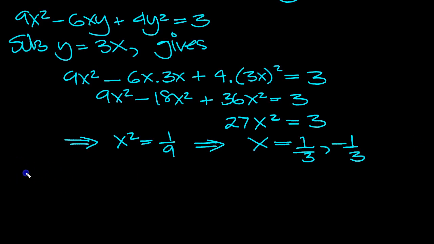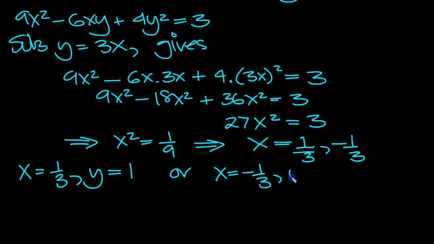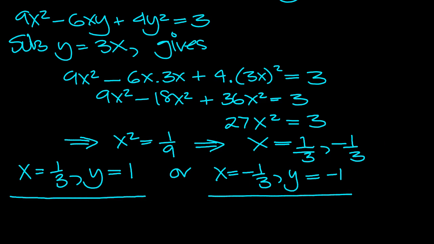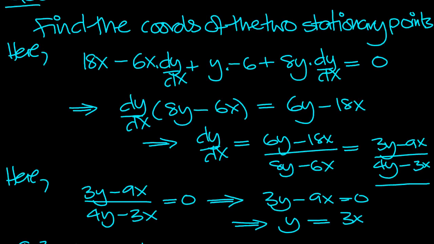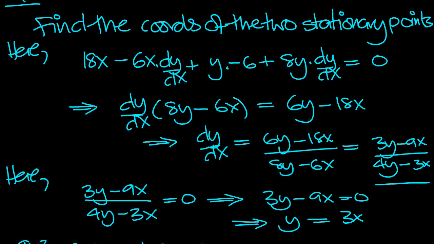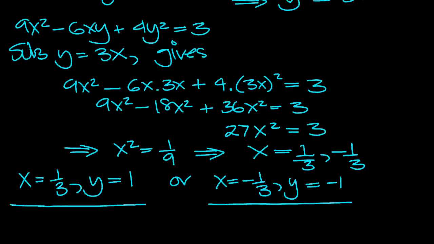So x equals 1/3, y is equal to, well, y is equal to 3x, so 3 of these is 1, or x equals minus 1/3, and y is equal to 3 of those, which is minus 1. So it's either of these coordinates are the points where dy dx is 0, and are the turning points. Find the coordinates of the two stationary points rather in this curve. There we go.